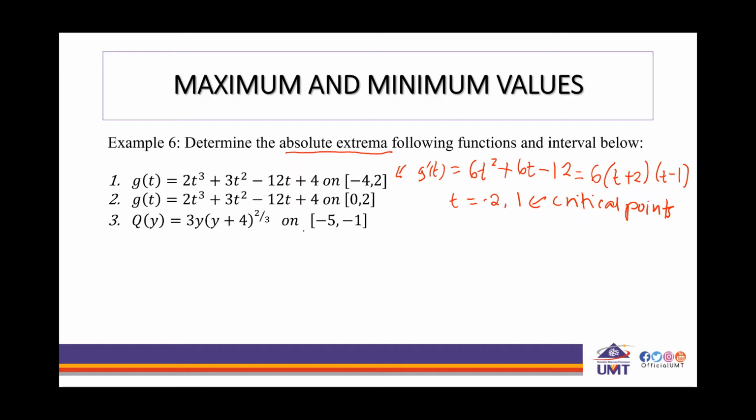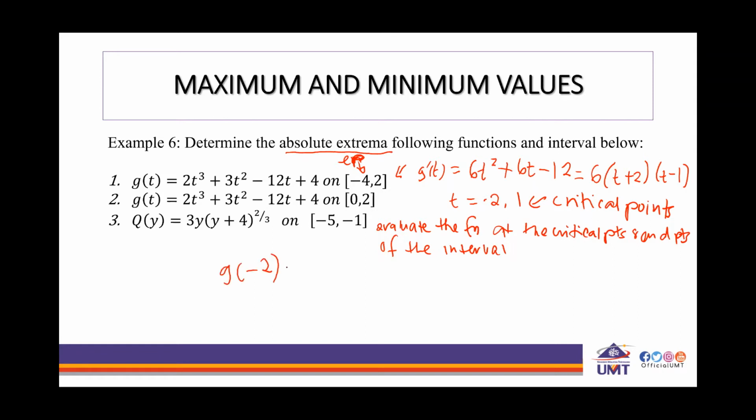Now we evaluate the function at the critical points and endpoints of the interval. This is the endpoint, and this is the critical point. So what you need to do is find g(-2), g(-4), g(1), and g(2). How do we find these?